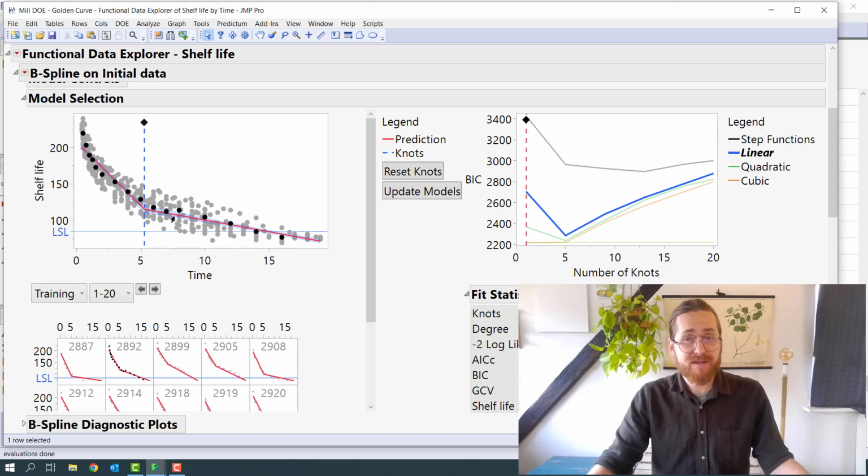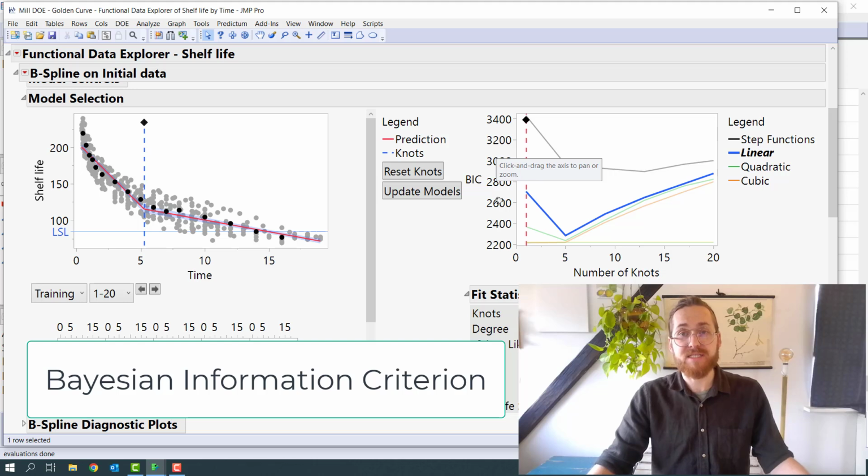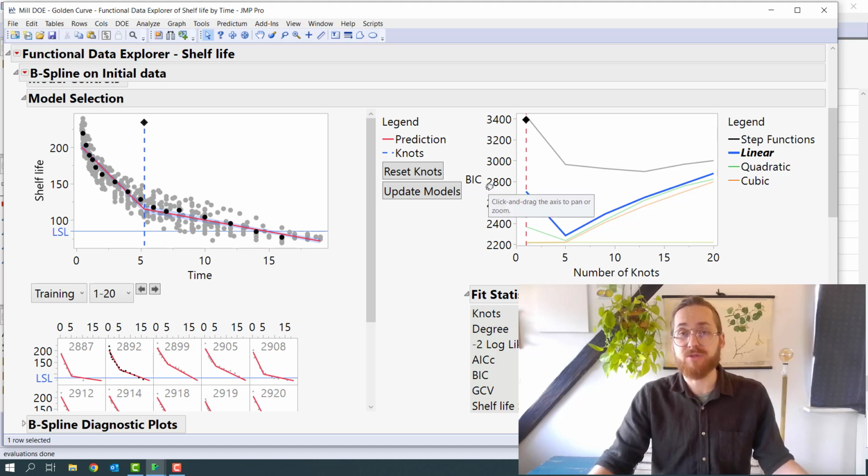So how about the linear? Well, it's better. And we can also see here that in our criteria called BIC, that had a quite dramatic drop. So that's definitely better. We want BIC to be as low as possible. And changing to the quadratic, it will drop that even further.